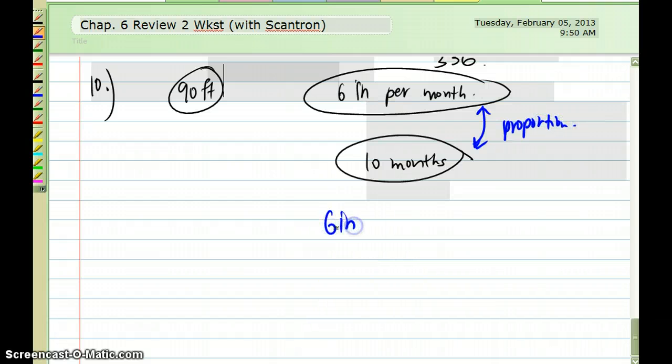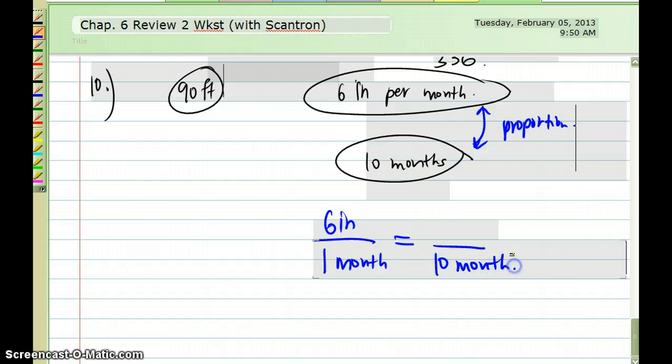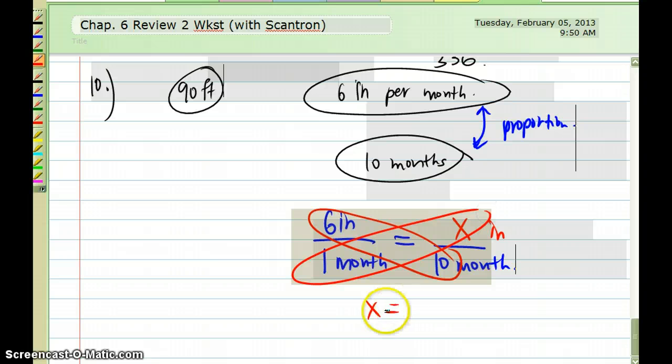I know that 6 inches is going to be per 1 month. So I need to figure out after 10 months, so you see my proportions lined up, inches, months, and then I'm looking for how many inches that'll be. So when I cross multiply, I'm going to get 60 inches.